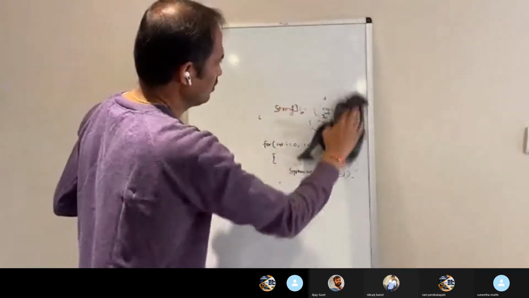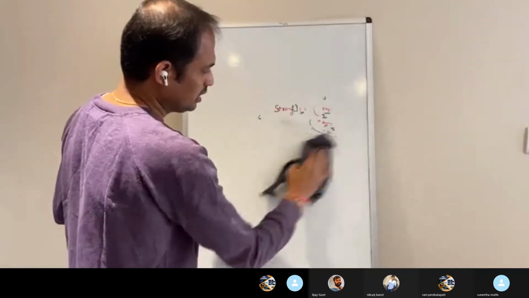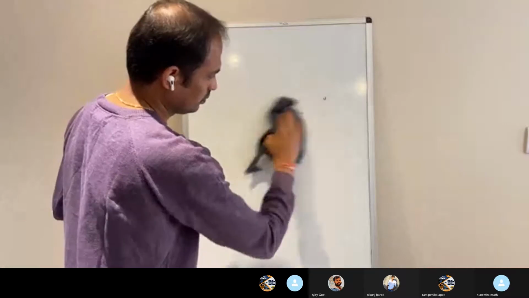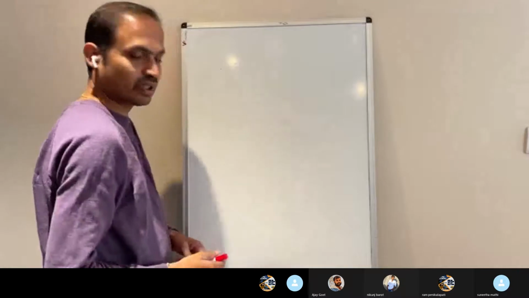While loop. What is the difference? This is also a loop. What is the difference between while and for? They'll ask you this question in an interview. If you go for an interview, what is the difference between for loop and the while loop?